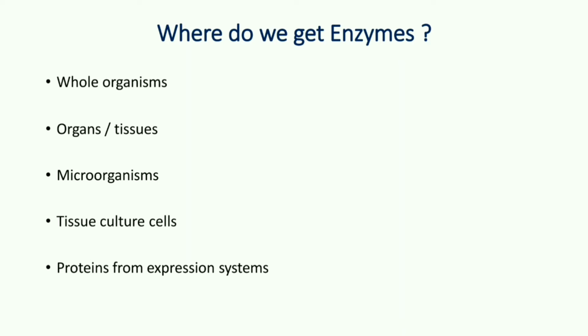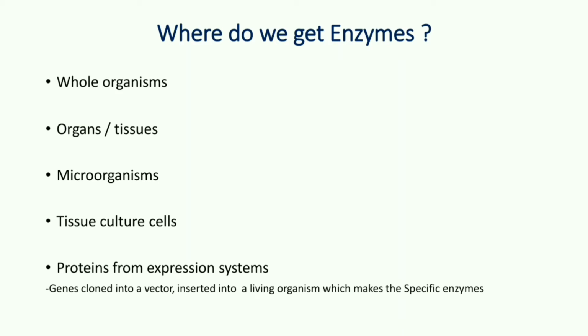Protein expression systems can also be used. In this, the genes for the specific enzymes are cloned into a specific vector. This vector is then transformed into a living host. The living host now has the property to synthesize the particular enzyme which it was lacking. Thus, we can substantially increase the production of enzymes.